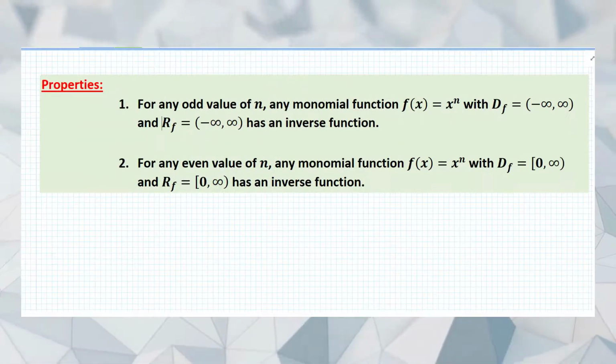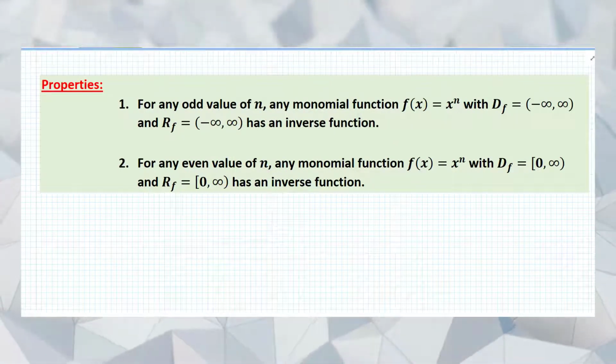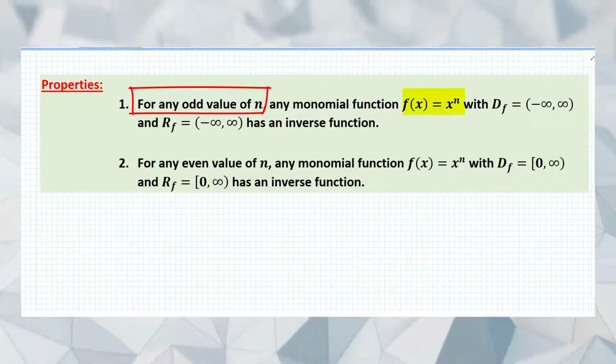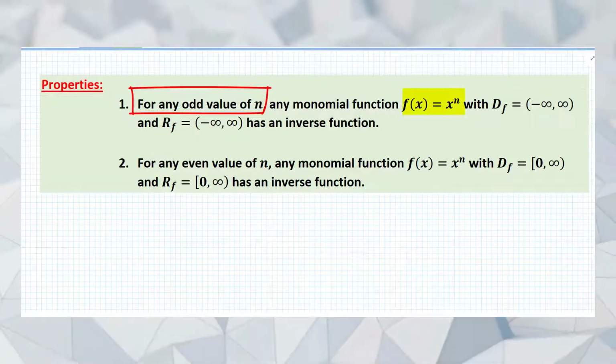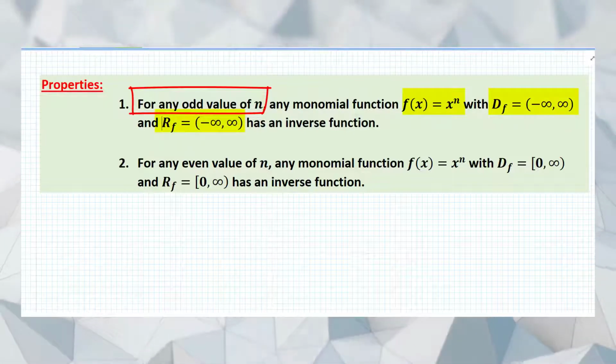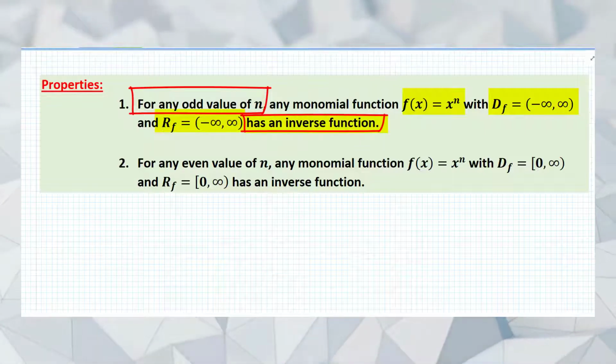Here's the first statement. In this statement, I'm just recapitulating what I just went over. For any odd value of n, the monomial function f of x equals x to the n, whose domain is negative infinity, infinity, and range is negative infinity, infinity, has an inverse function.